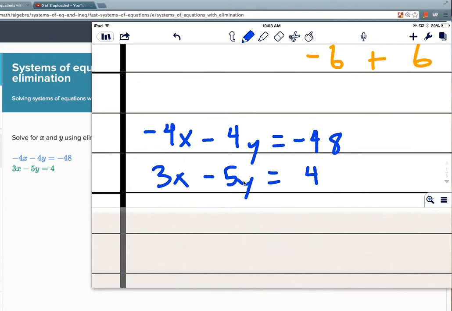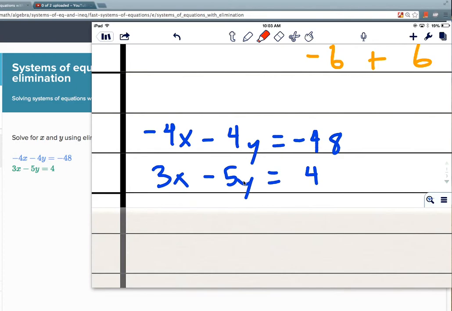And so I'm going to do my check here. 3 is not the opposite of negative 4, so if I add those together, I'm not going to get 0x right now. So that's the first thing to note. Then I'll check the y's. Negative 4 and negative 5 are not opposites either. And so I need to do something to this system of equations in order to make it ready to solve.